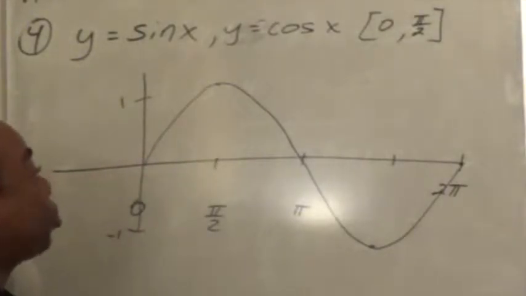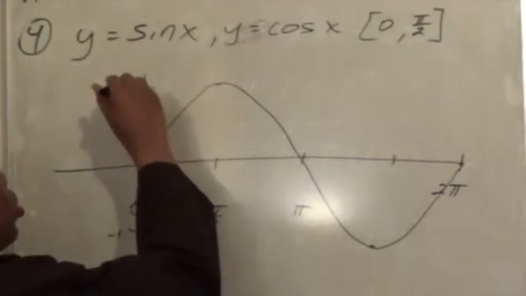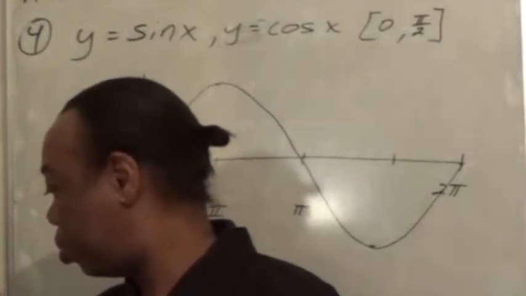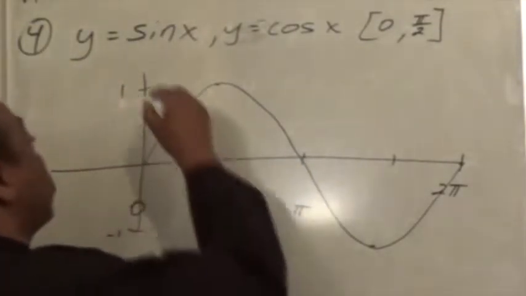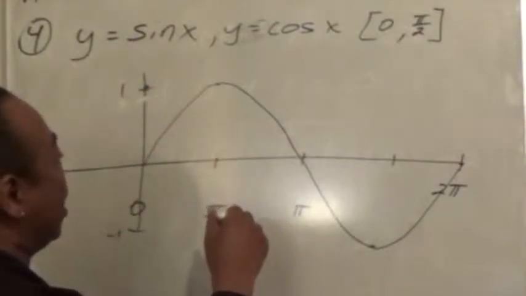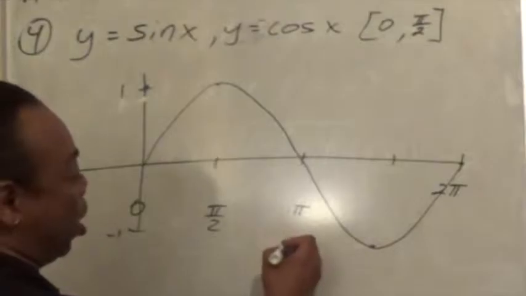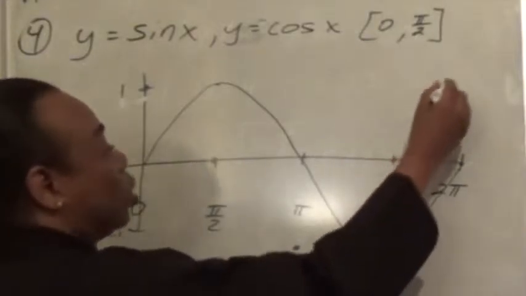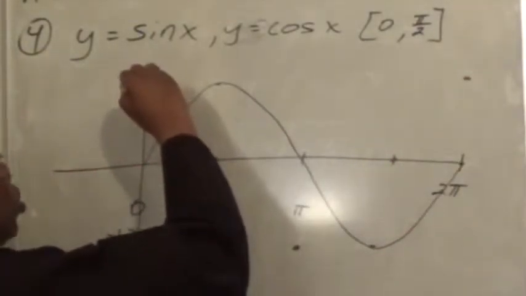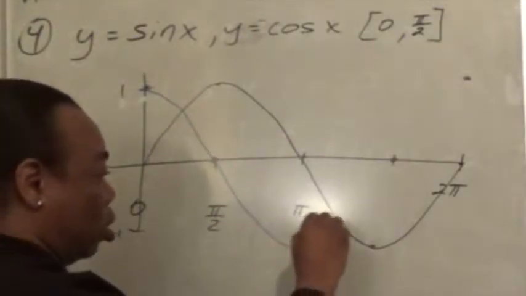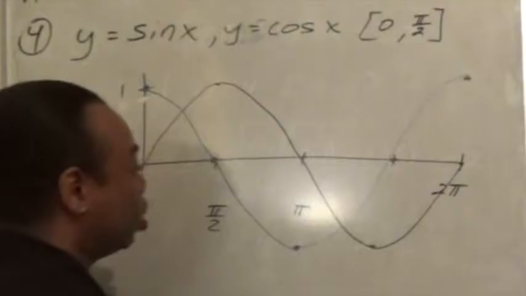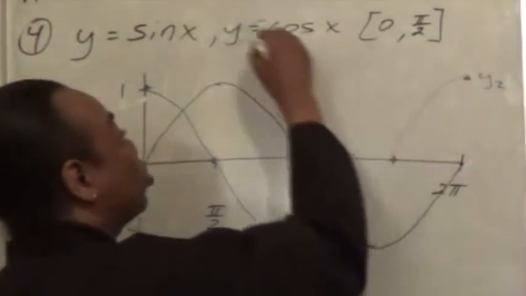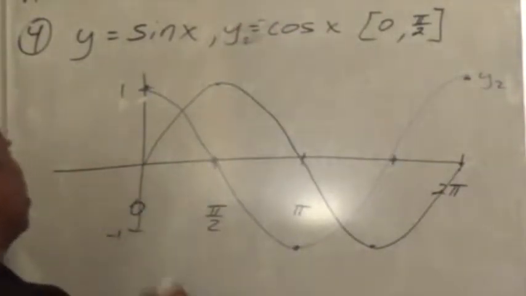The cosine wave starts here. Let me put that in another color. And then at pi, we're at -1. Here we're at 0, and here at 1. So there's a cosine. We'll call this one y2, and this will be y1.